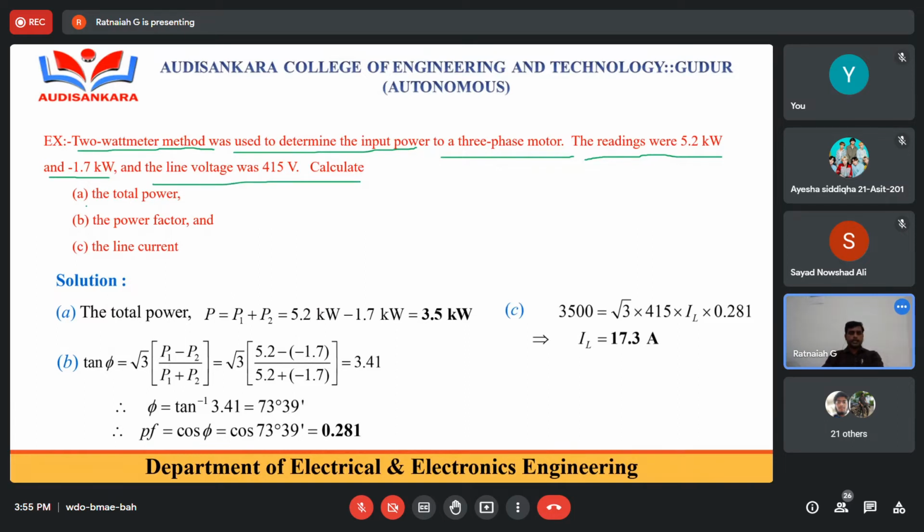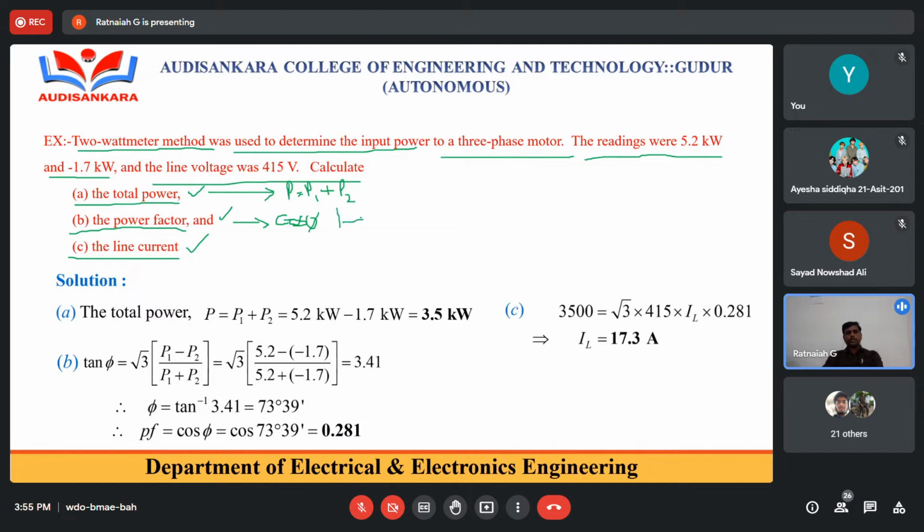Then calculate the parameters we need to calculate. The total power: what is the total power absorbed by or input to the motor? That's the total power given to the motor. Then what is the power factor of the load? Then what is the line current? So we need to calculate the total power, power factor and line current. The total power is always equal to the sum of both the wattmeter readings, that is P1 plus P2. This is mandatory. Now what is the power factor of the load? The power factor is always equal to cos phi.